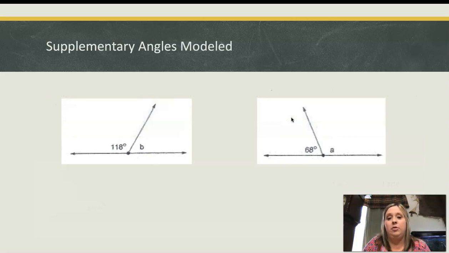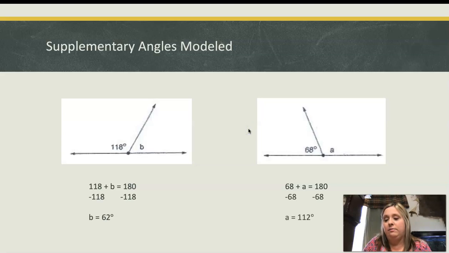So same thing, same concept. We're solving for our variable here for that angle measurement. If we subtract 118 from both sides, we're left with 62 degrees. So I set up the equation for us already. Jacob, how would we solve for this? Right, we subtract 68, and then we're left with 112. Okay, good job.